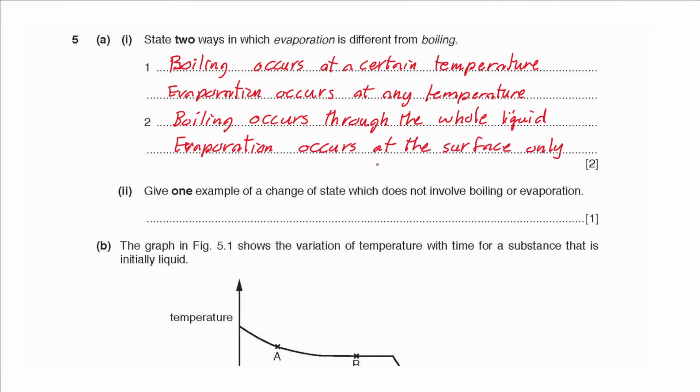A(ii) says give one example of a change of state which does not involve boiling or evaporation. We can say melting, or the opposite, freezing, or condensing, changing from gas to liquid.